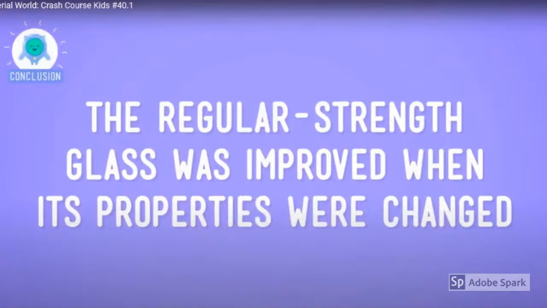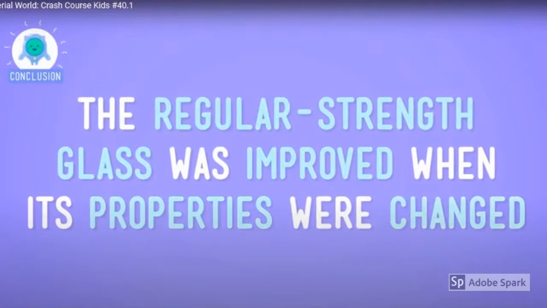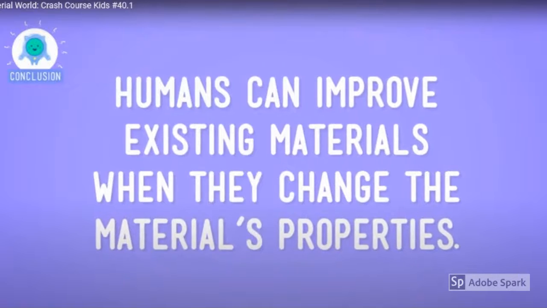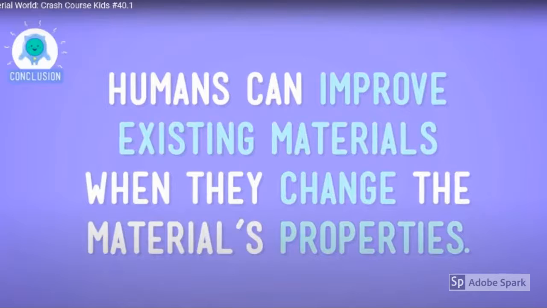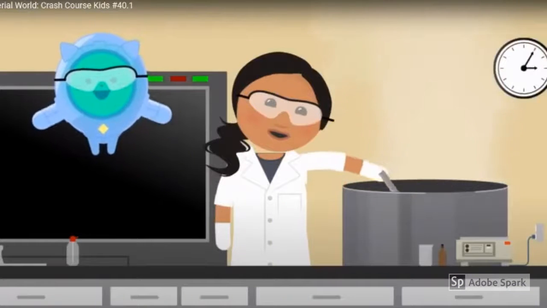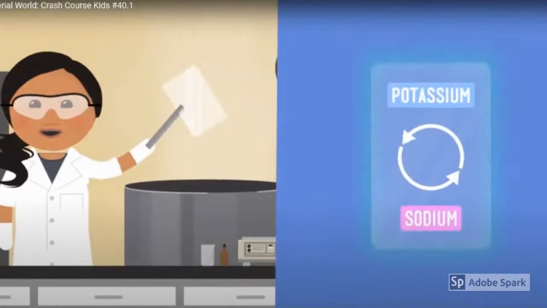So the original material, the regular strength glass, was improved when its properties were changed. Which means, yes, humans can improve existing materials when they change the material's properties. This change can occur by adding new substances to a material, like the potassium particles in the glass, or by taking away some of its original substances, like the sodium particles. And this change in substance also changed the material's properties. So, to the scientist who invented Gorilla Glass, I and all of the other phone droppers out there give you our deepest thanks.